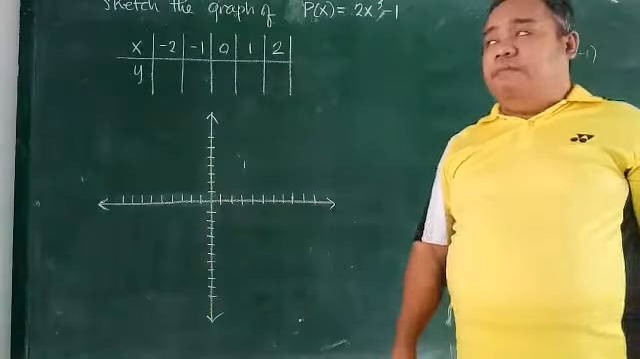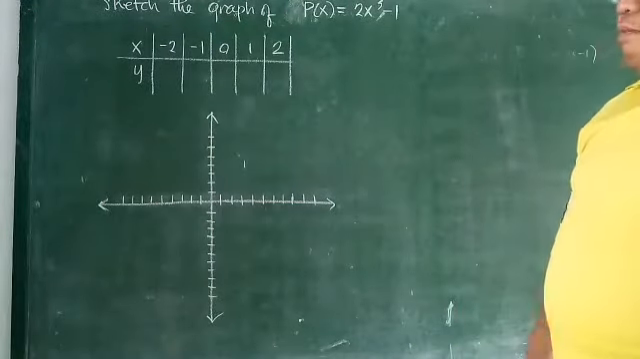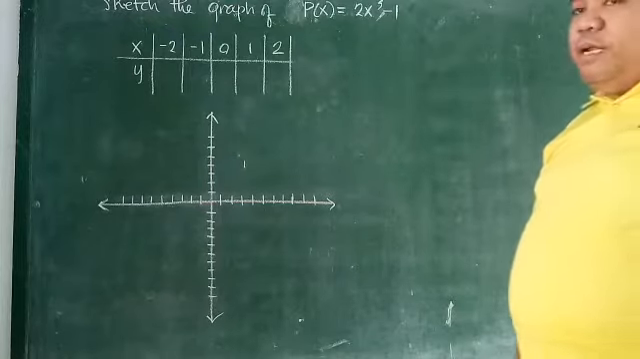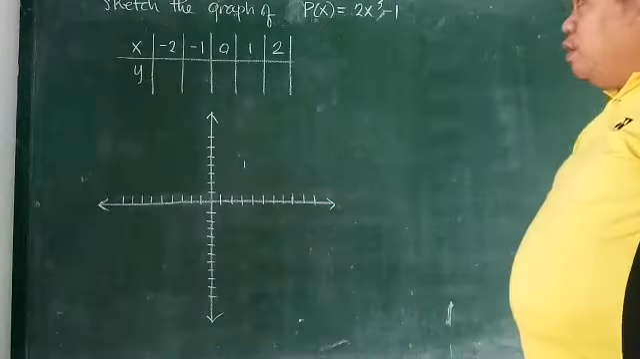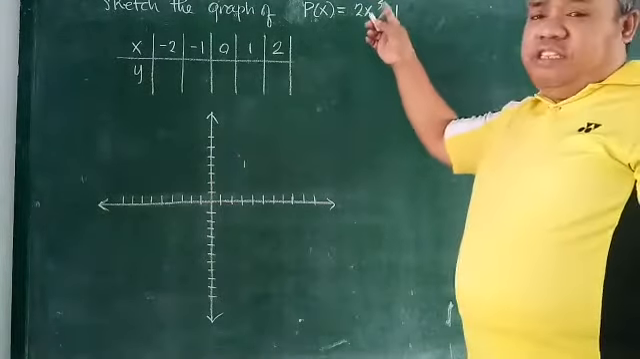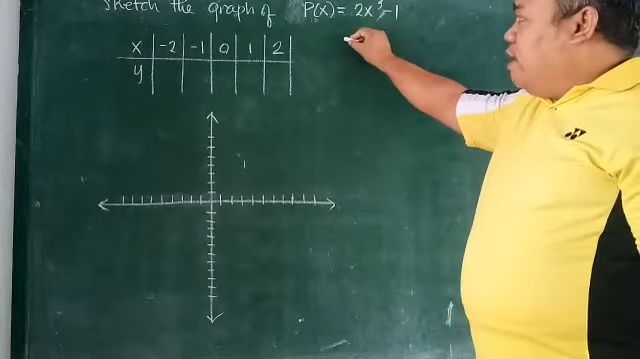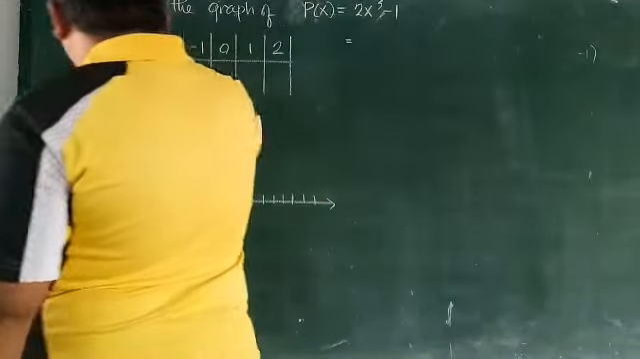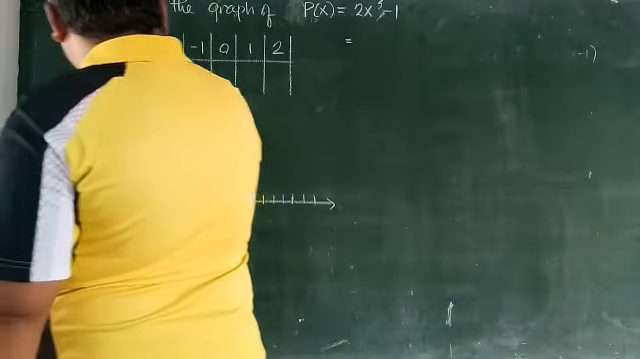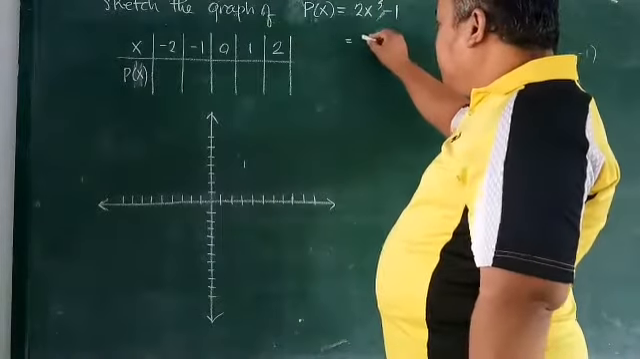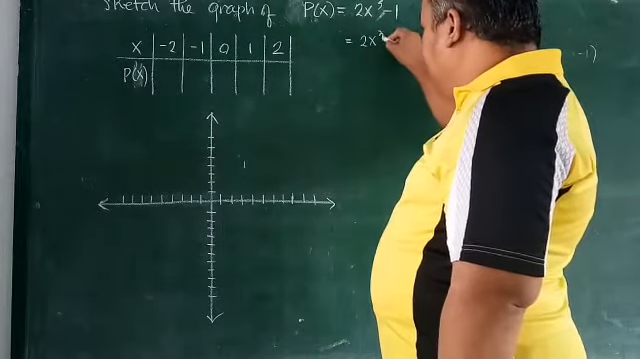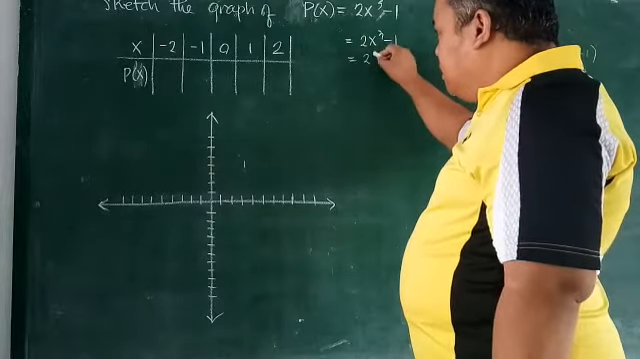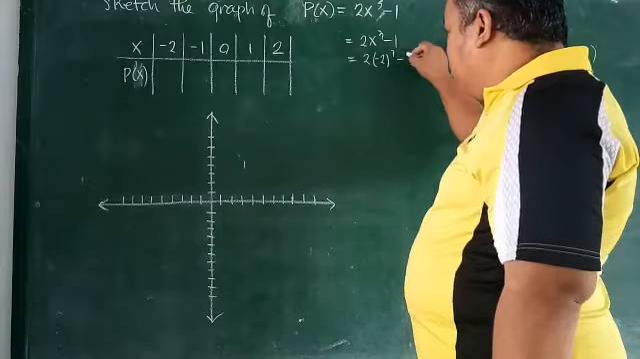Okay, let us now go to what's called the graphing of a polynomial equation. In order for you to graph, we're going to assign values of x. Usually I assign from negative 2 to positive 2, then you substitute the value of x into the original equation. So this will be your p of x, which is y. Let's say 2x cubed minus 1. If the value of x is negative 2, then minus 1.